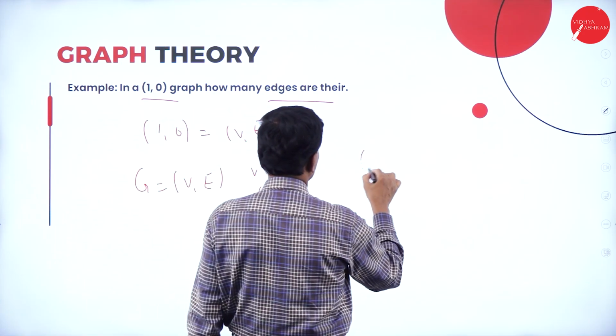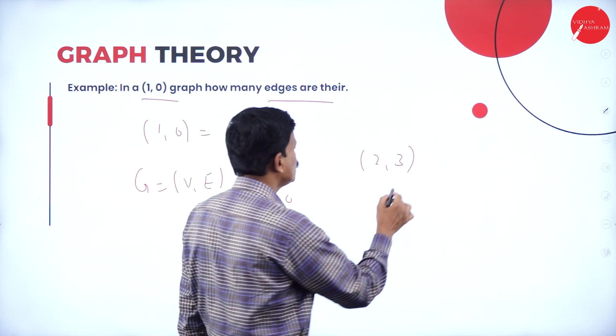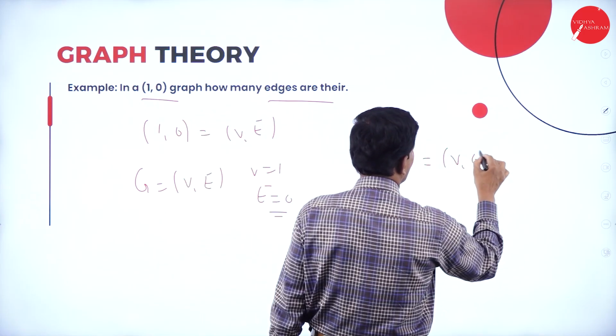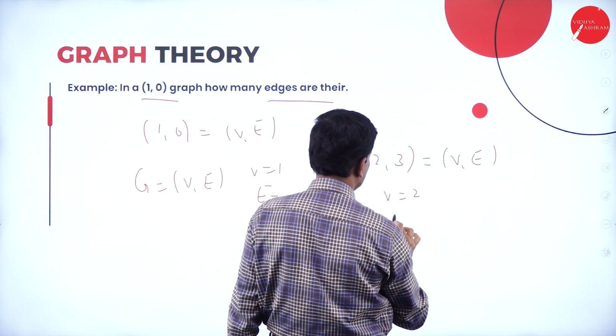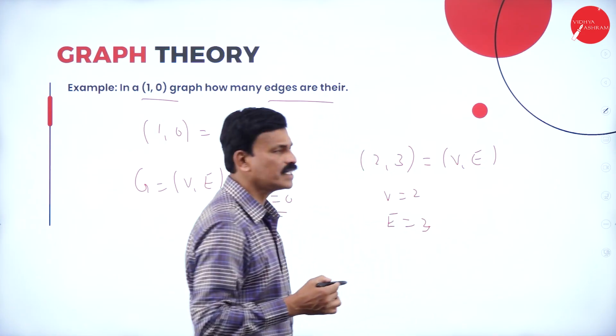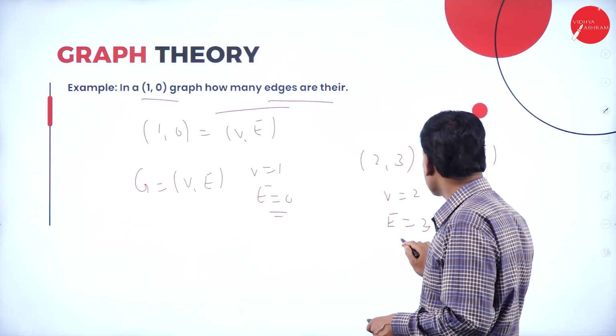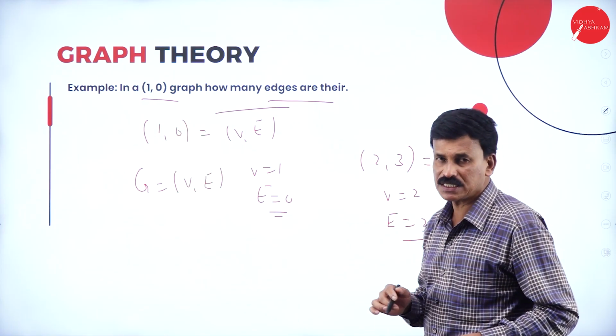Suppose a graph contains 2, 3, then how many vertices and how many edges? So how many vertices are there? There are 3 vertices, and how many edges? There are 3 edges. So 2 vertices and 3 edges. This is how we are going to represent a graph using the vertices and the edges.